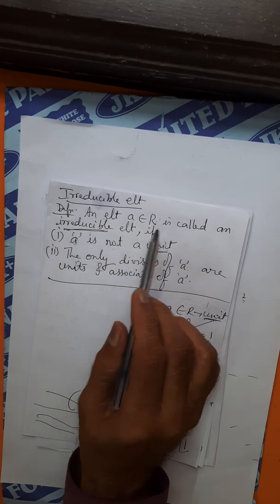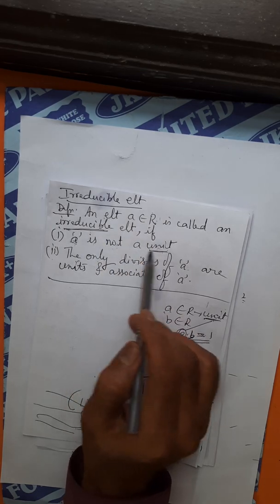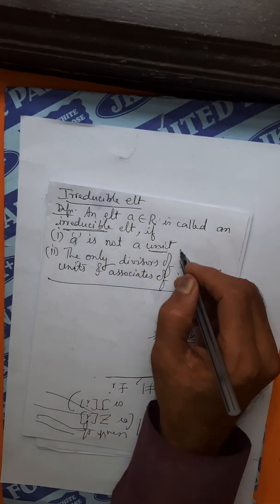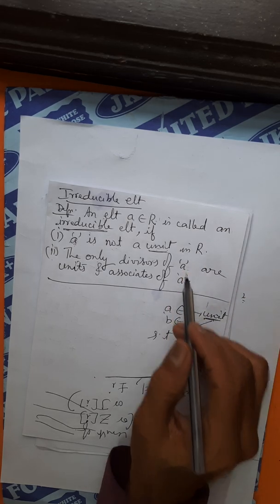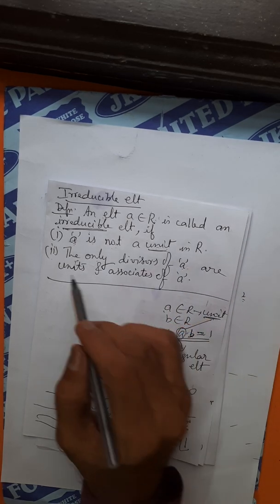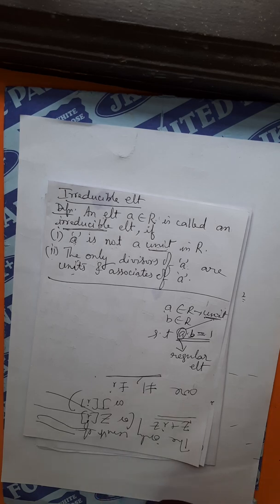So for A to be an irreducible element, it cannot be a unit. It cannot be a unit in R, right? The only divisors of A should be either units or associates.